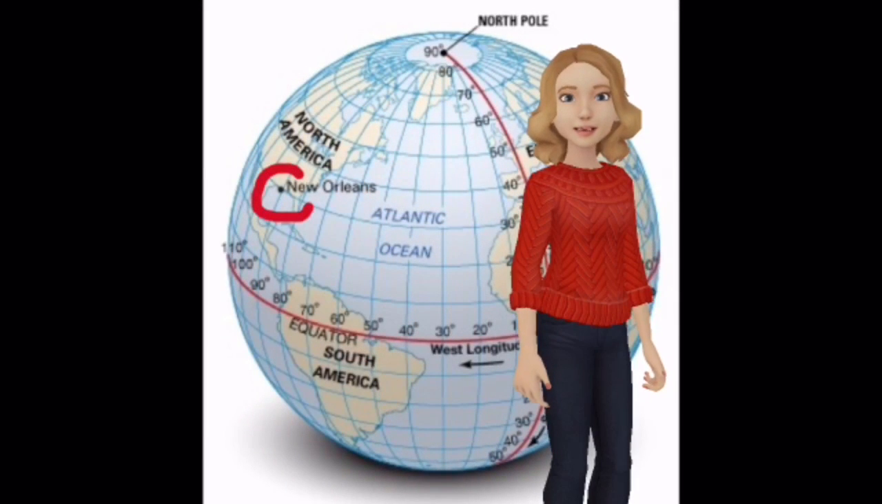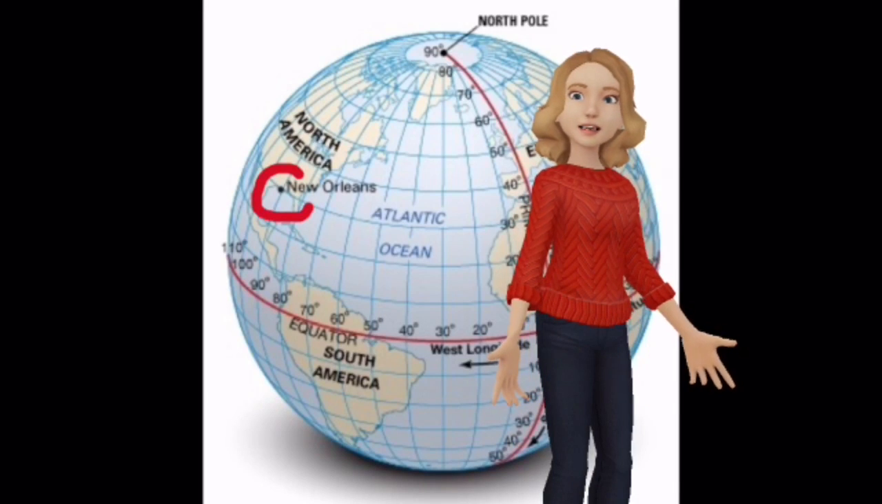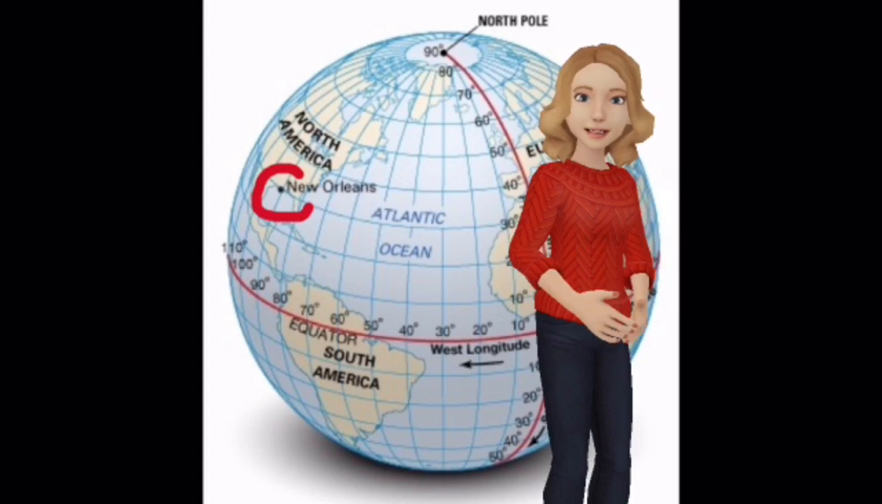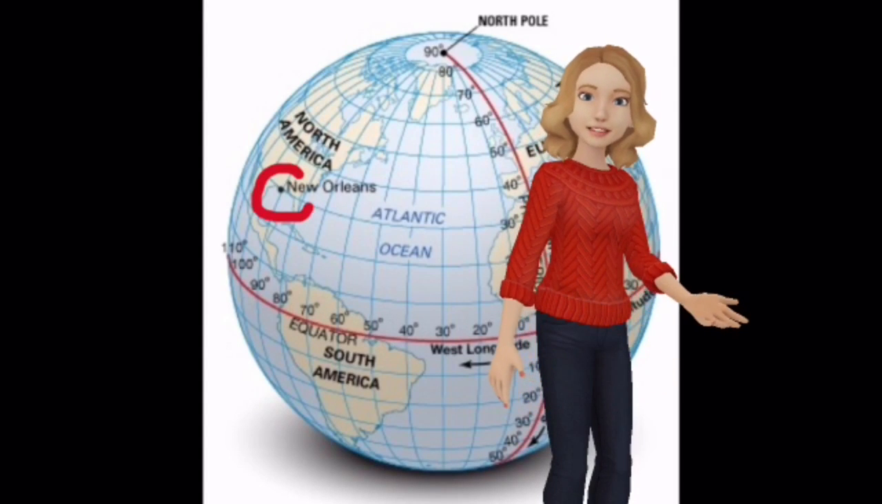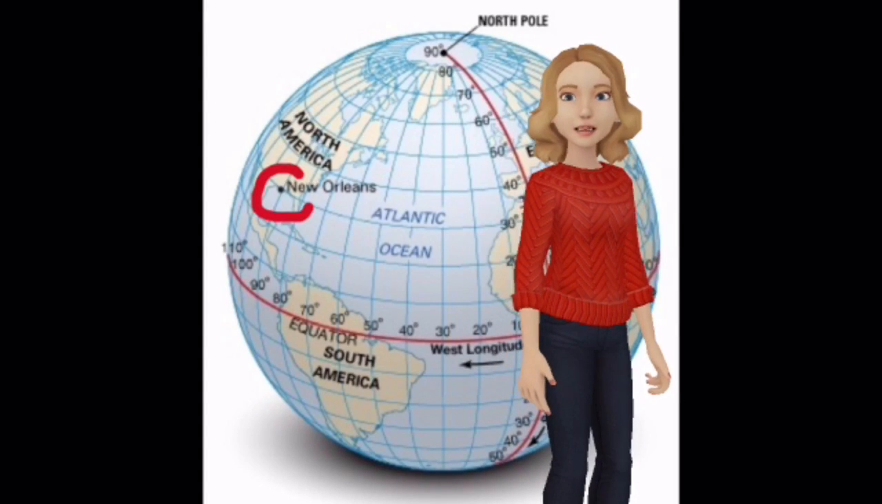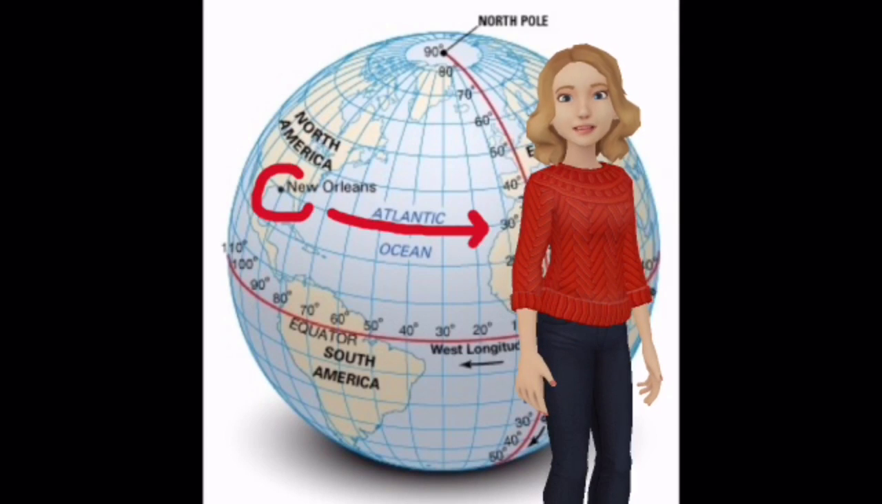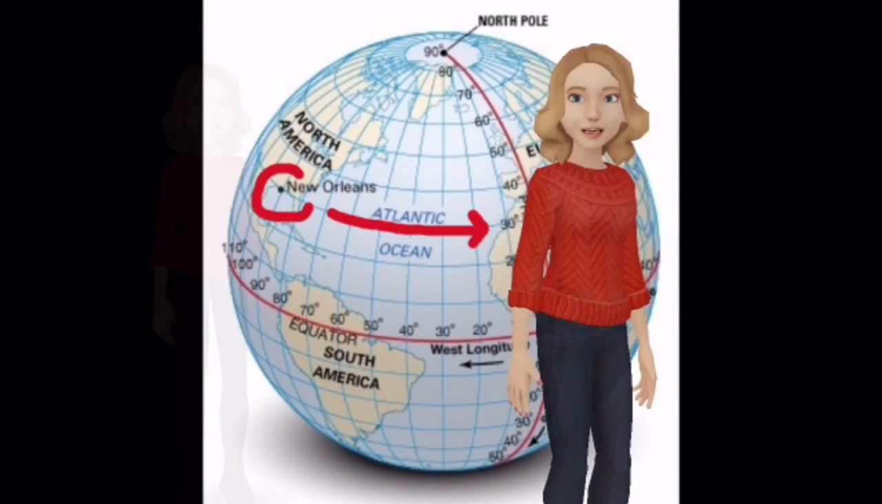All right, let's start by looking at New Orleans. We always begin with latitude, and we start at the equator. In this case, New Orleans is up or north from the equator. So we begin by counting up until we find the line that New Orleans sits on. Can you tell that New Orleans sits at the 30-degree north latitude line?